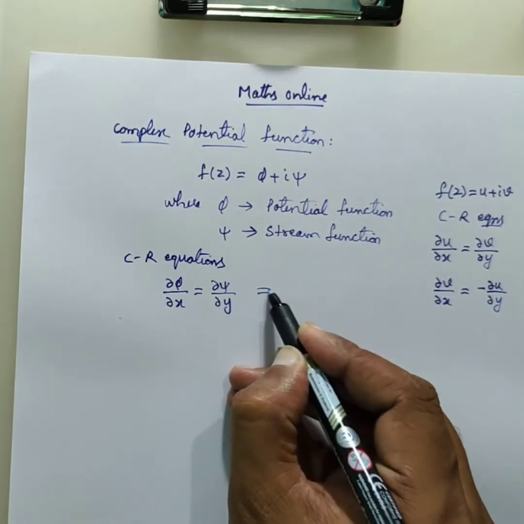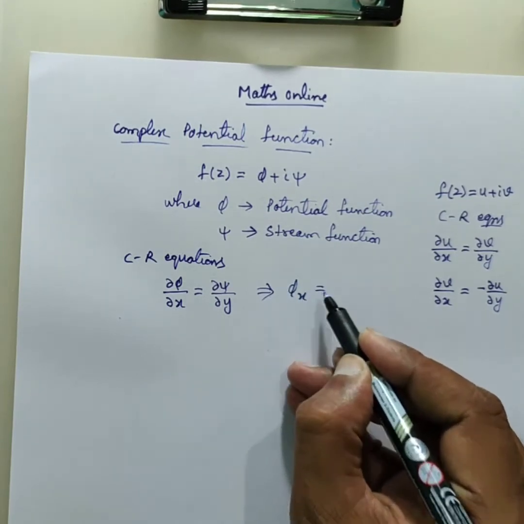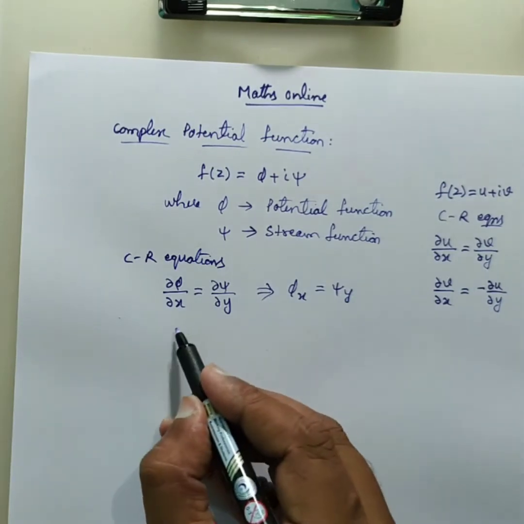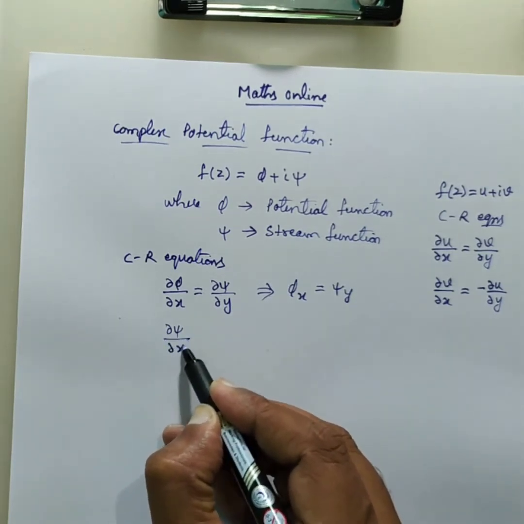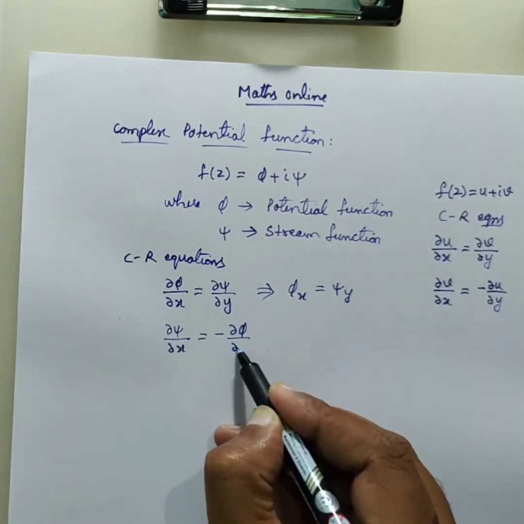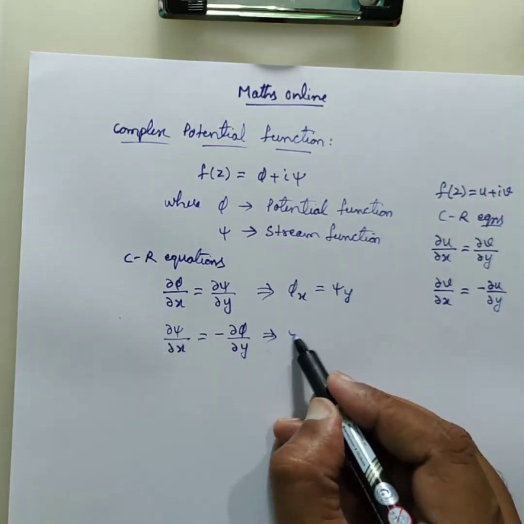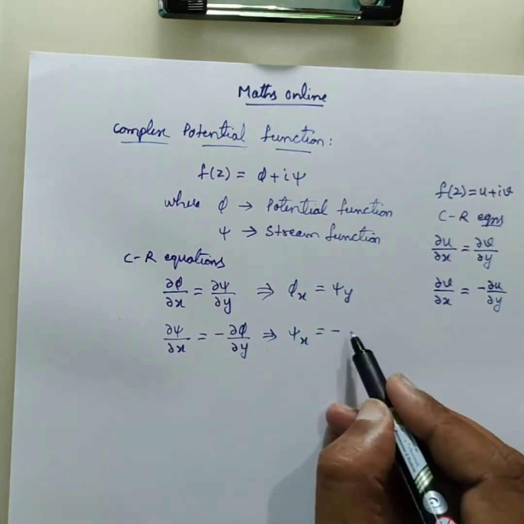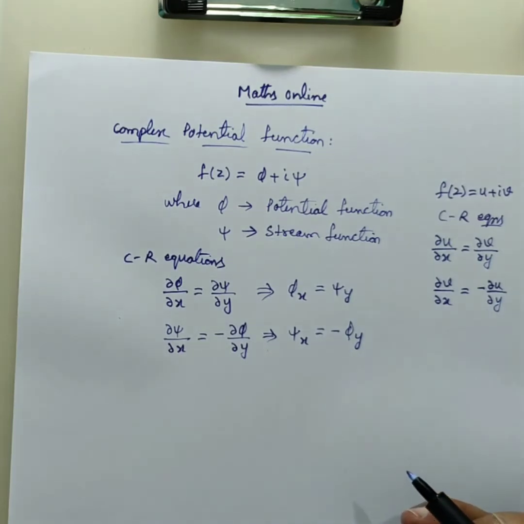This can even be written in the form of dou phi by dou x can be written as phi x, dou psi by dou y can be written as psi y. Then the second equation is dou psi by dou x is equals to minus of dou phi by dou y. So this can be written as psi x is equals to minus phi y. So these are the CR equations.